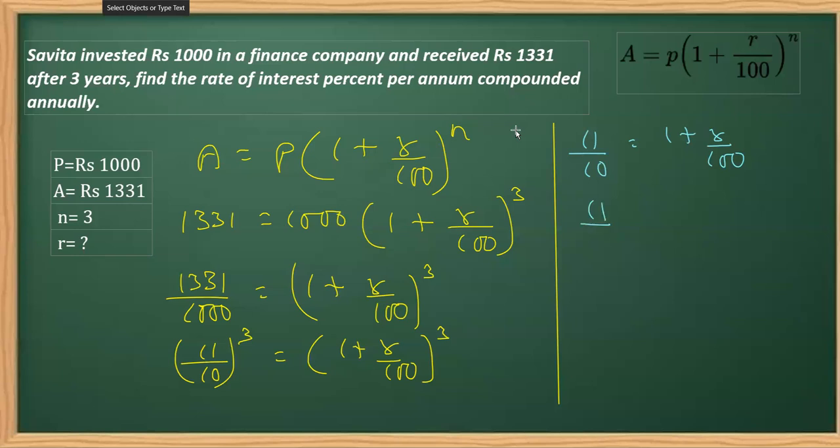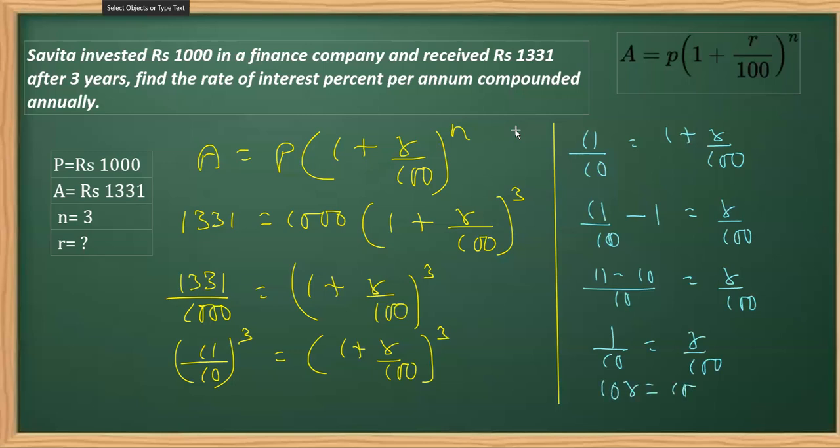Now, transposing 1 to the left, it becomes minus 1, equal to R over 100. With further simplification, LCM being 10, it's 11 minus 10 over 10 is equal to R over 100. So that is 1 over 10 is equal to R over 100. By cross multiplication, 10 times R is equal to 100, or we can say R is 10%.